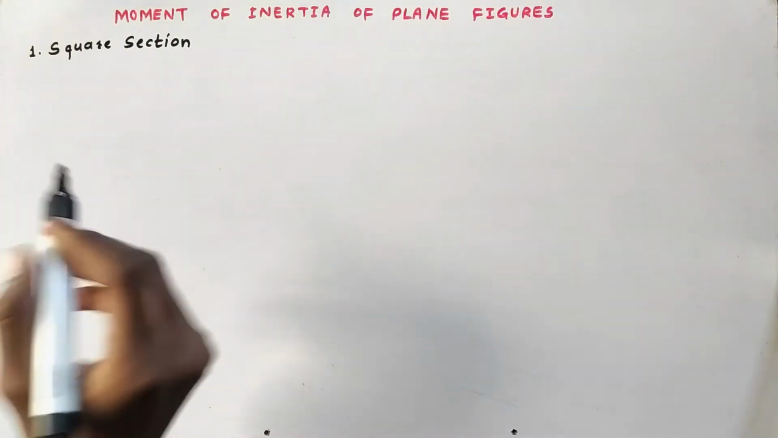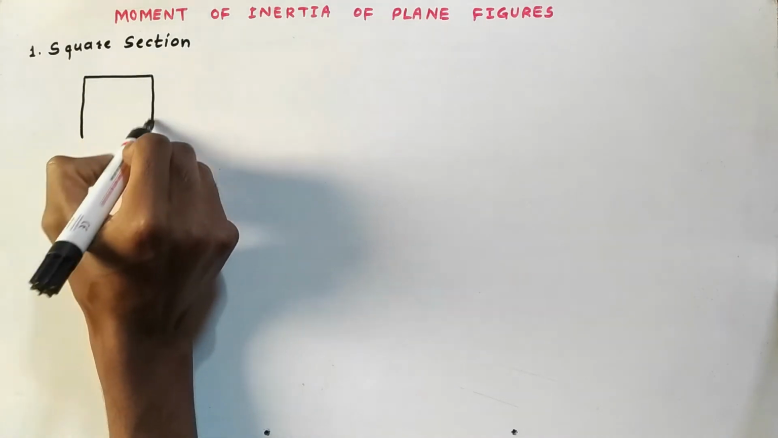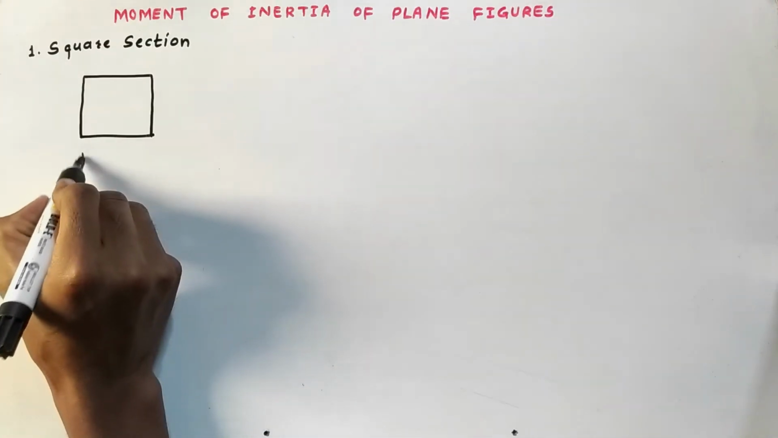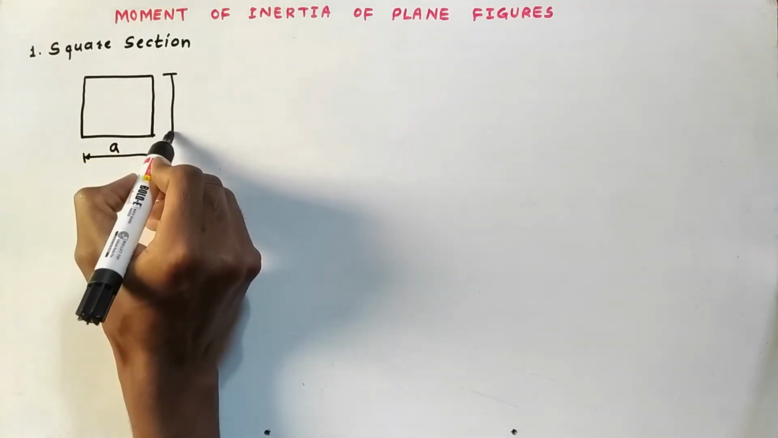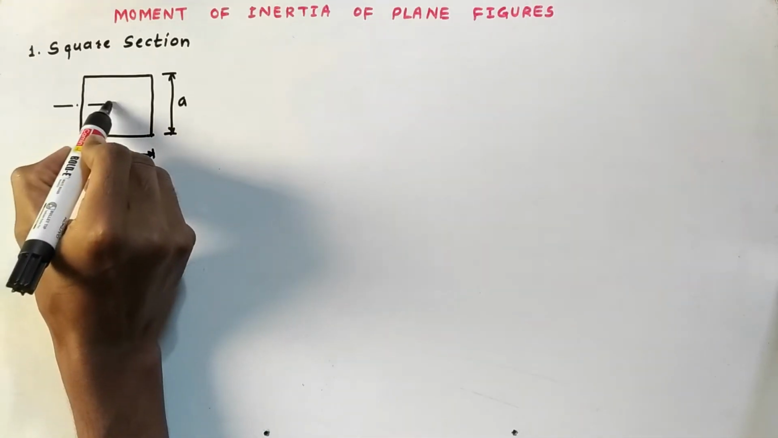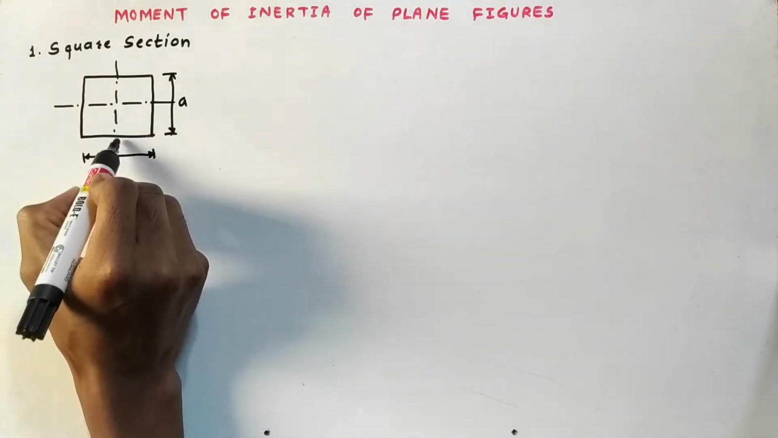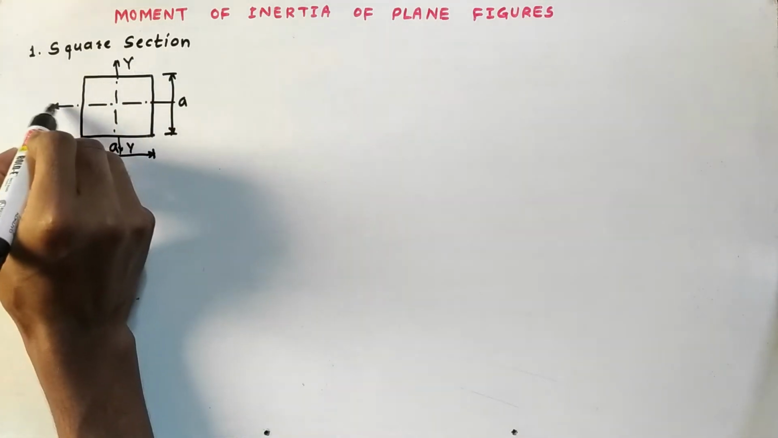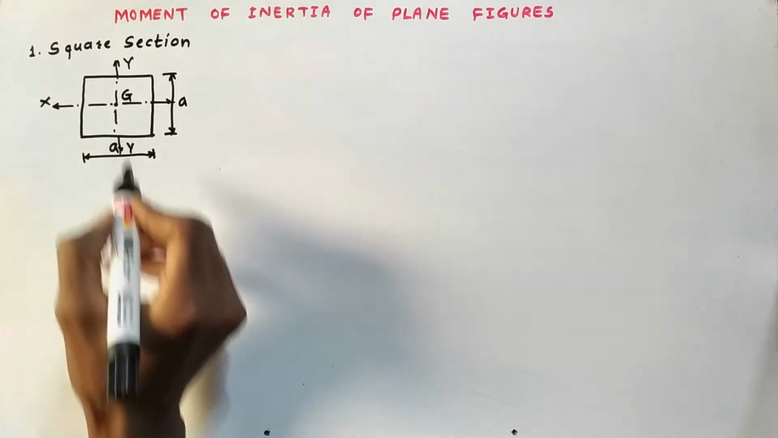So let us draw a diagram. Square section. So this is a square. It has a side A. This side is also A. All sides are A. Now this is the centroidal x-x axis. This is the centroidal y-y axis. Now this is G, that is the centroid.